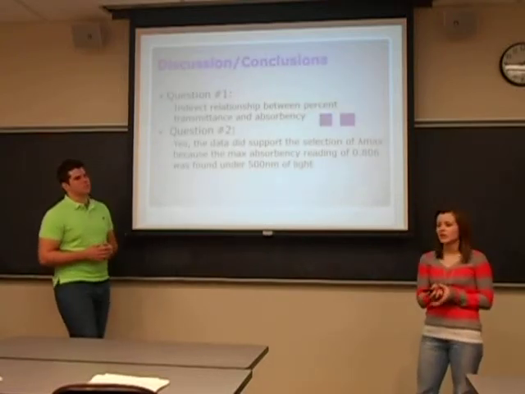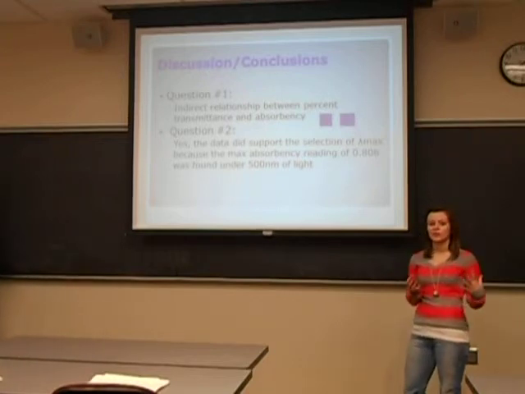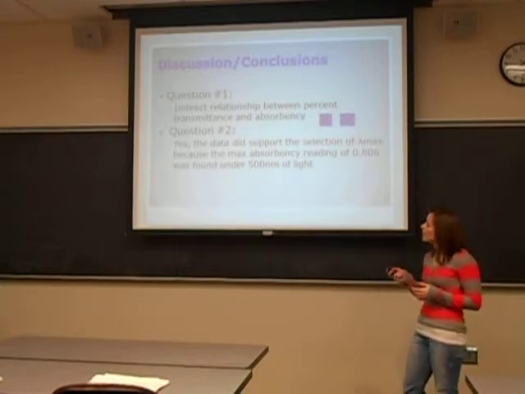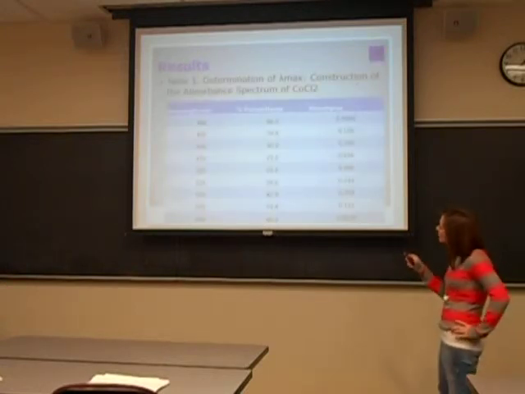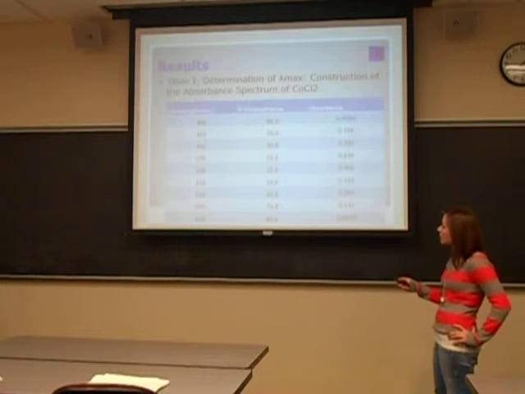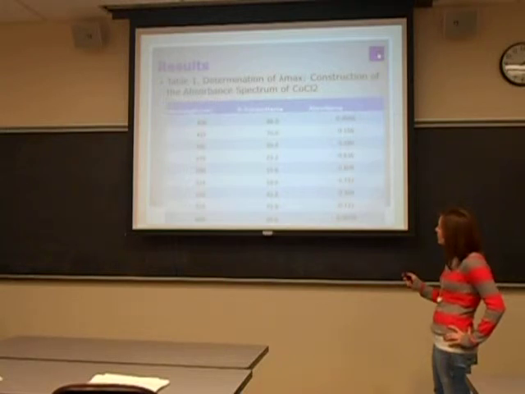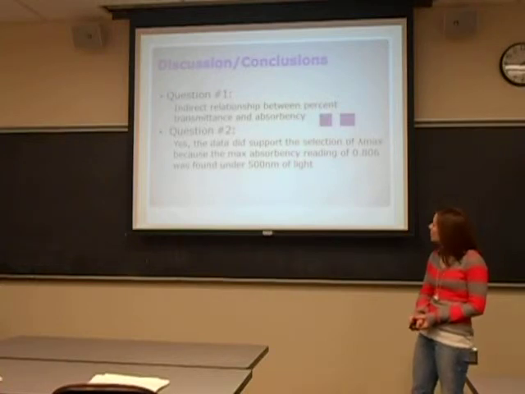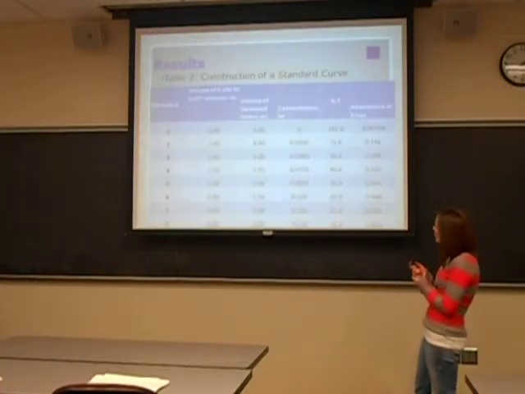Our discussion and conclusion section. The first question asked us to determine the relationship between percent transmittance and absorbance, which, based on our conclusions, we have concluded that it has an indirect relationship, and this can be seen in table 1. As you see here, the values for transmittance decrease as the absorbance values increase until lambda max of 500 nanometers, and then transmittance values decrease and absorbance values increase, showing that indirect relationship. It also can be seen in table 2. Here we have the same trend, percent transmittance decreases as absorbance values increase.